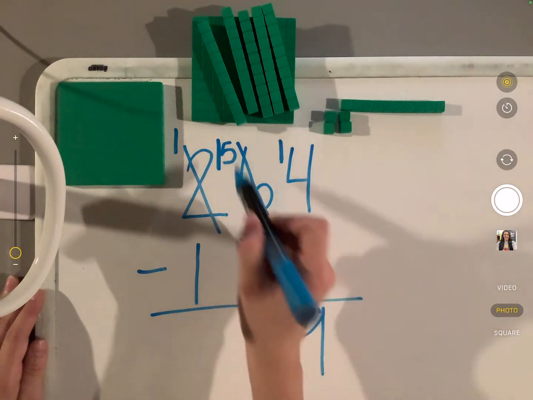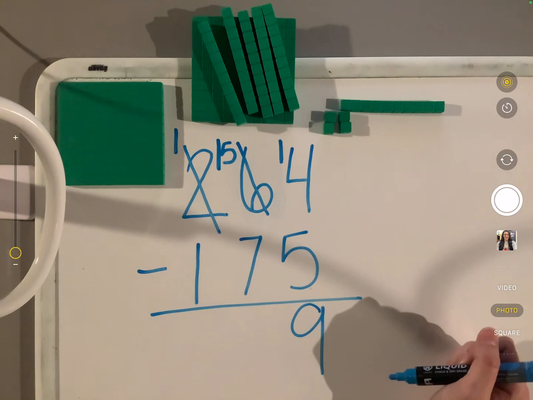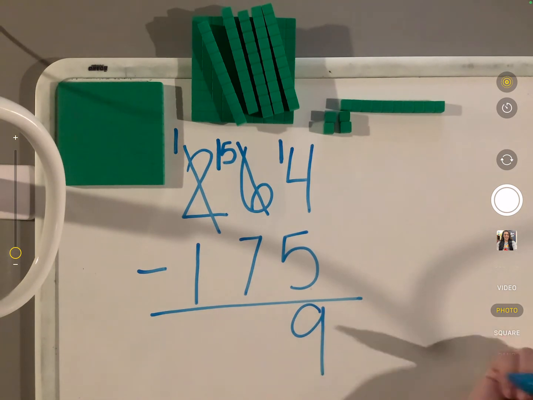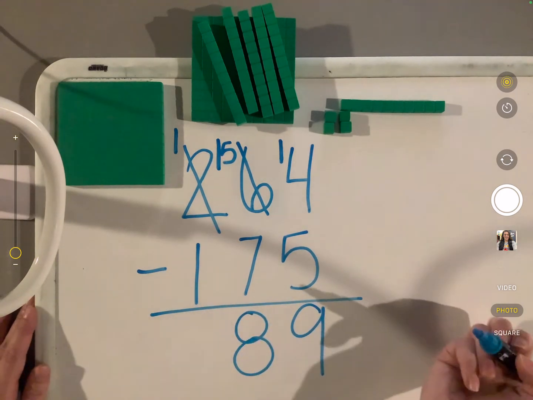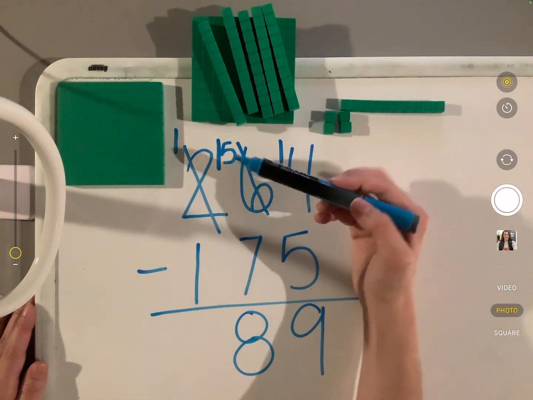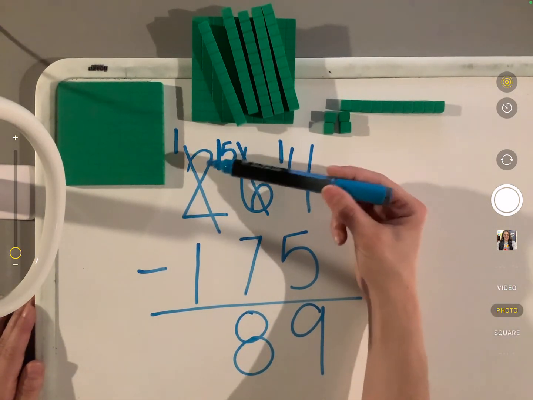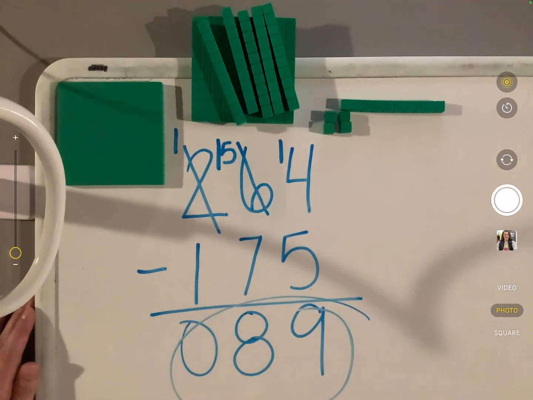All right, and then 150 minus 70 is 80, right? So we put an 8 here. Then we need to take 1 from 1, and that's just 0. So our answer is 89, and then we circle it.